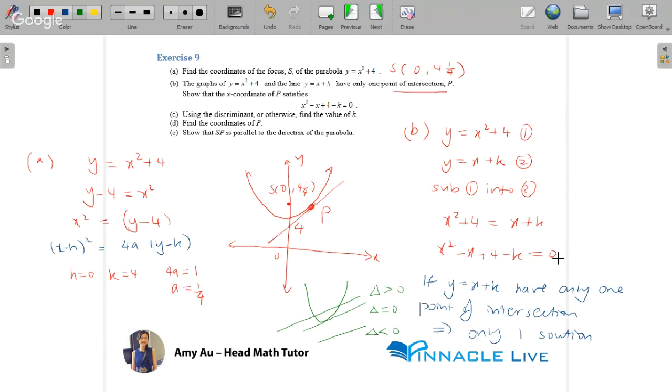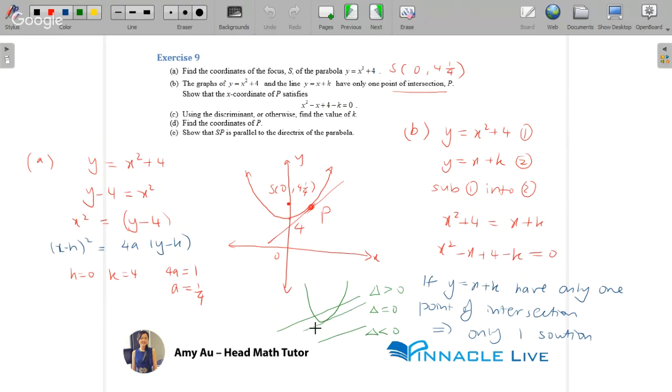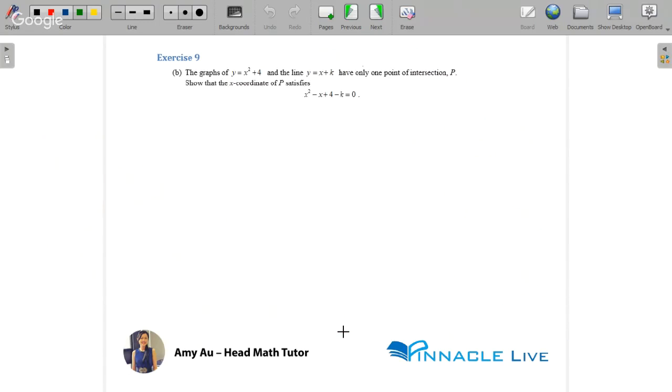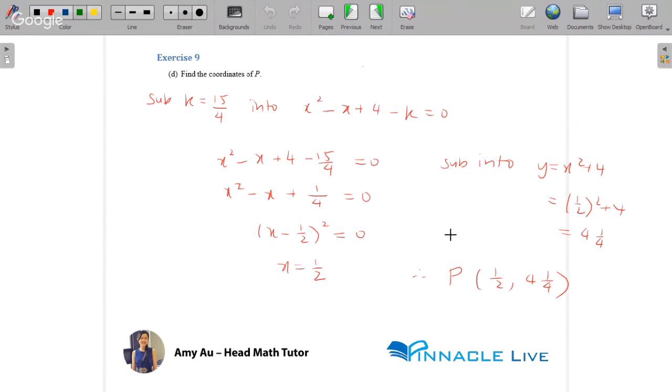So you solve it simultaneously first, so you can have an equation that studies the intersection between those two things. Once you've done that, then we look at the discriminant, in this case solve it to zero, because we are looking at the case where there's only one point of intersection. So we found that K is 15 on 4. Then the next part is finding the coordinate of P. Just sub that back in, solve it. It should come out a perfect square if you've done this correctly. So it's 1/2. Work out the y coordinate by resubstituting back into the quadratic. So the point is 1/2, 4 1/4.